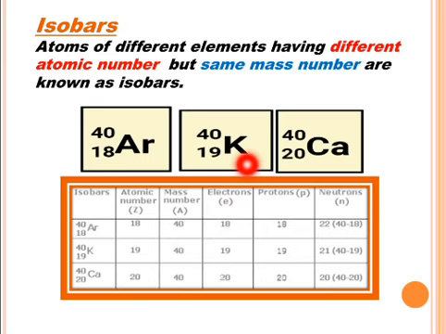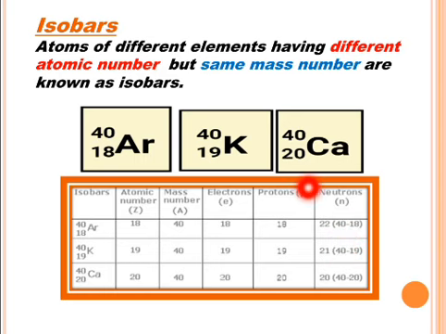Let us see potassium with atomic number 19 and mass number 40. As it has atomic number 19, the number of protons in potassium is 19 and electrons are also 19. How to calculate the number of neutrons? By subtracting the atomic number or number of protons from the mass number. It means by subtracting 19, the atomic number, from mass number 40, the number of neutrons comes out to be 21.